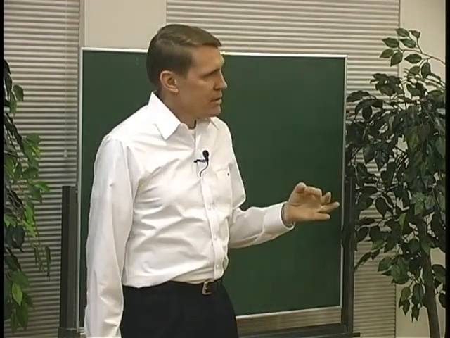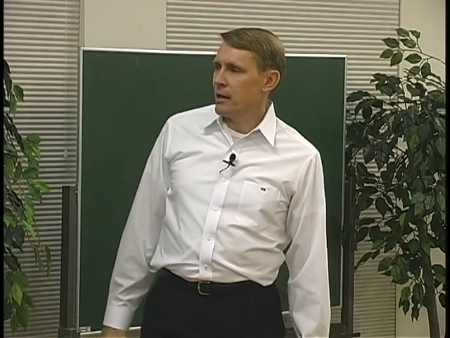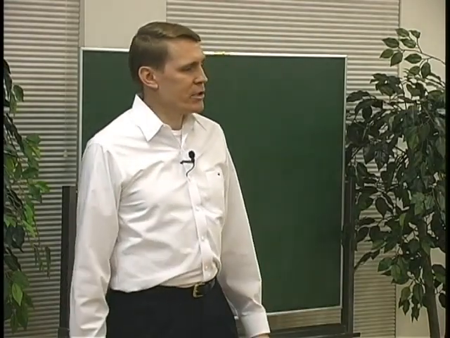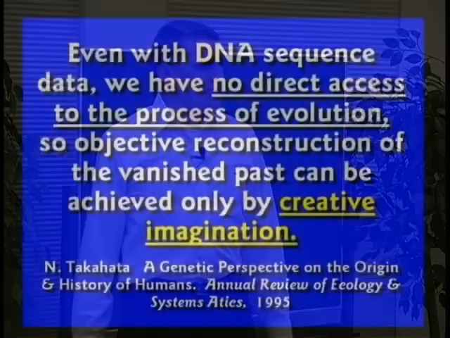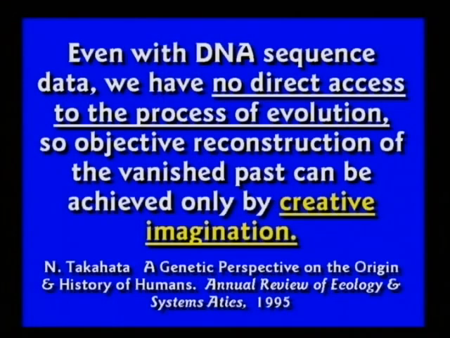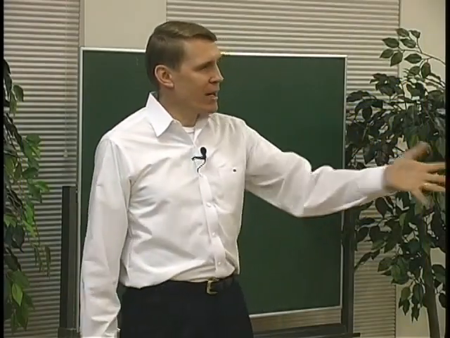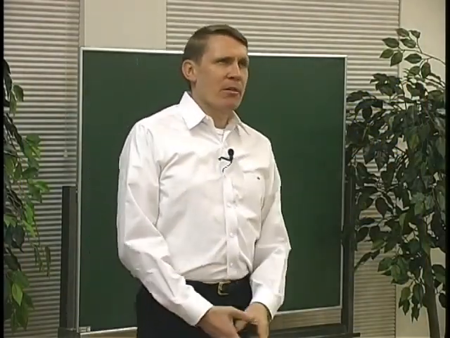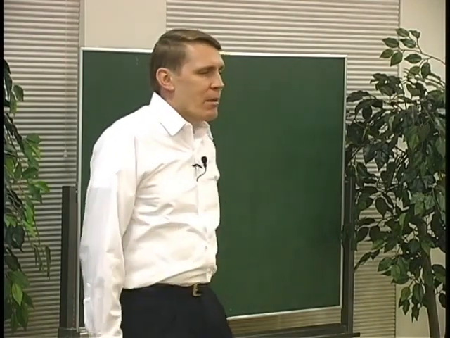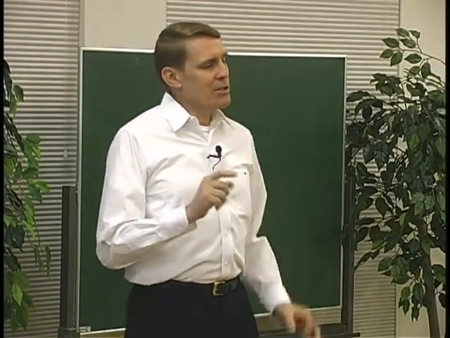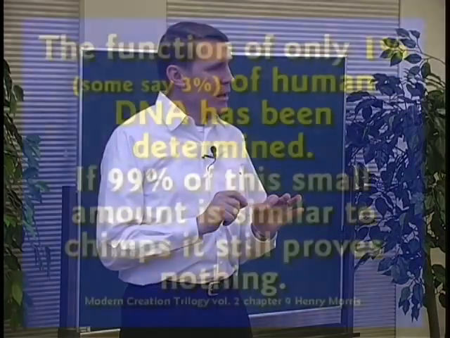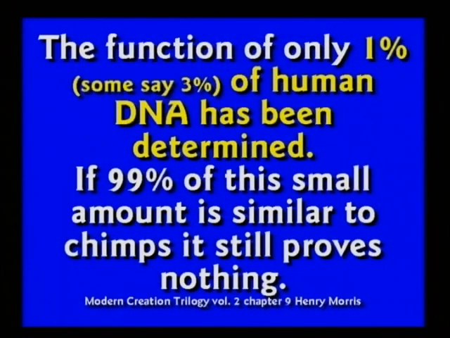DNA sequences. This fellow from the Annual Review of Ecology and Systematics says, even with DNA sequence, we have no direct access to the process of evolution. So objective reconstruction of the vanished past can be achieved only by creative imagination. You have to imagine some kind of relationship based upon the sequence. People have argued about what I'm about to say here, but about 1% of the human DNA has been determined. Others have said, no, with the Human Genome Project, we've decoded the entire thing. Well, that's very deceitful to say.